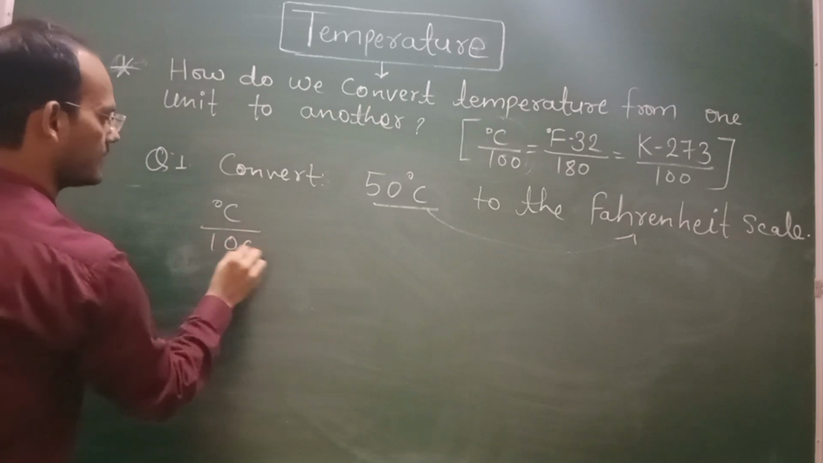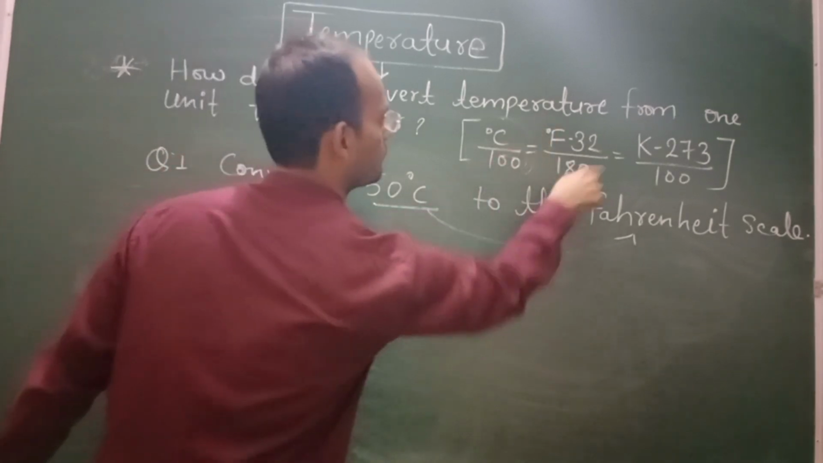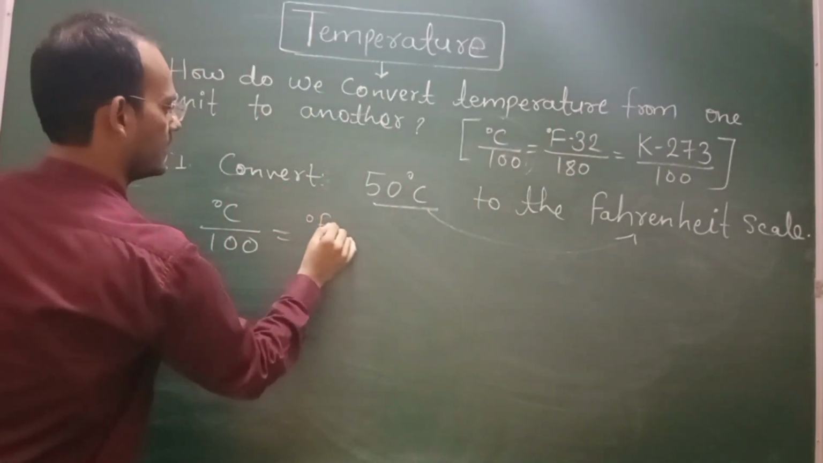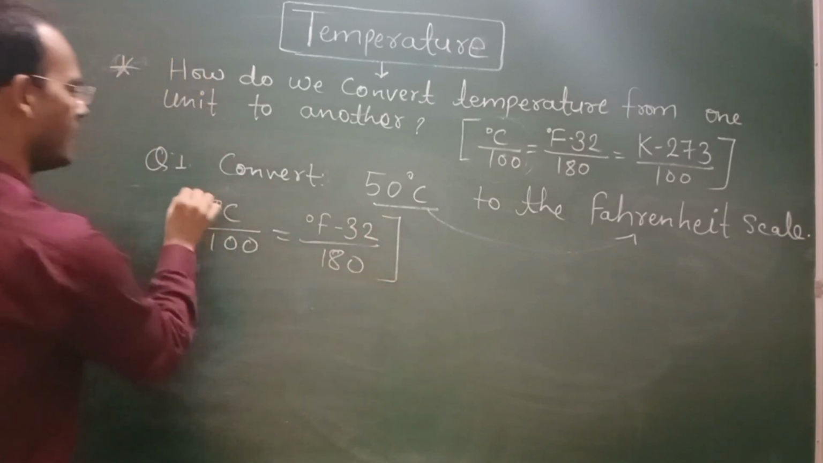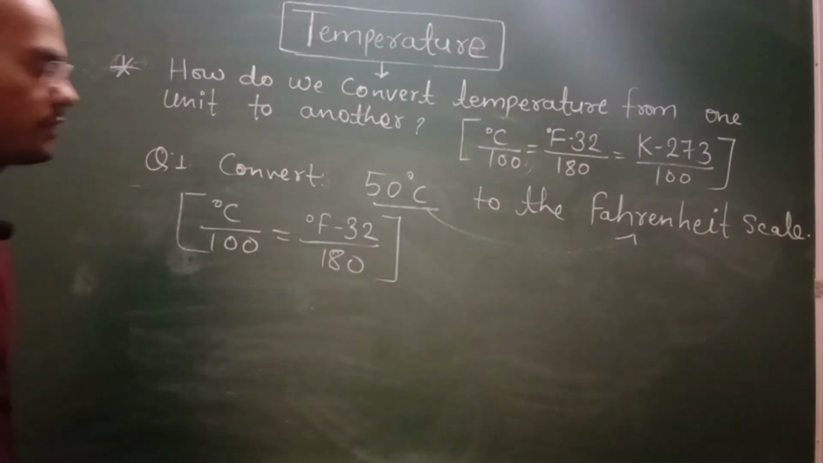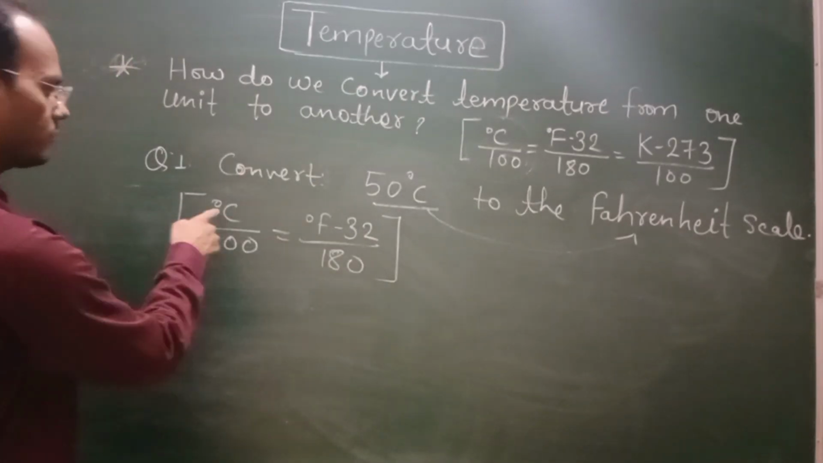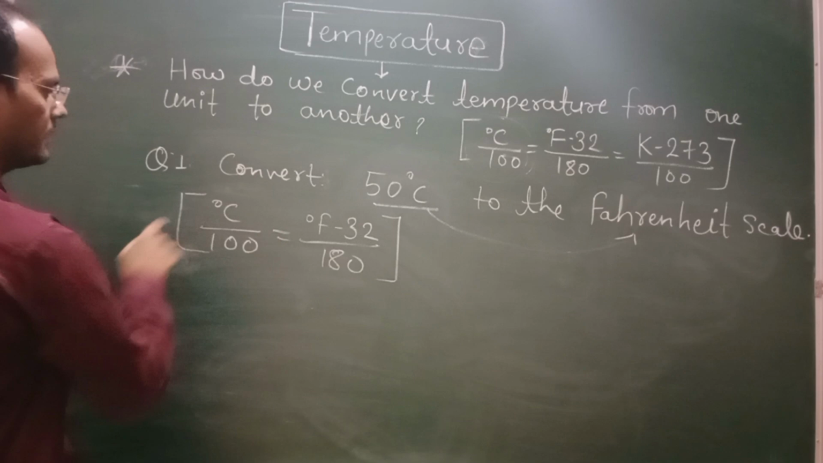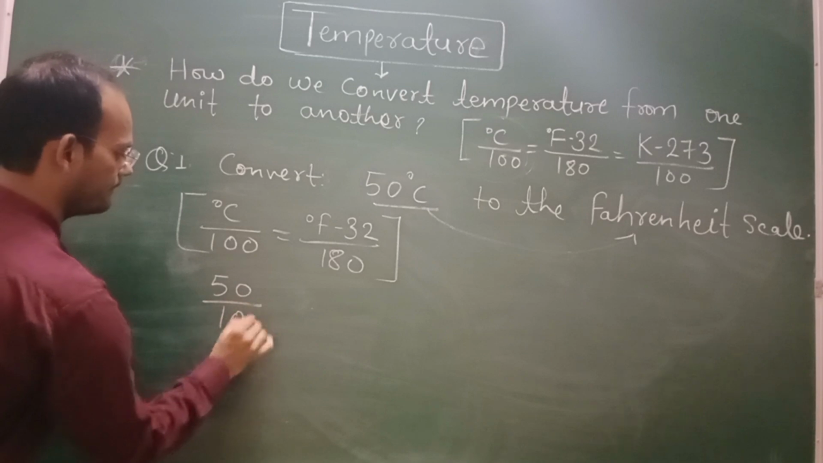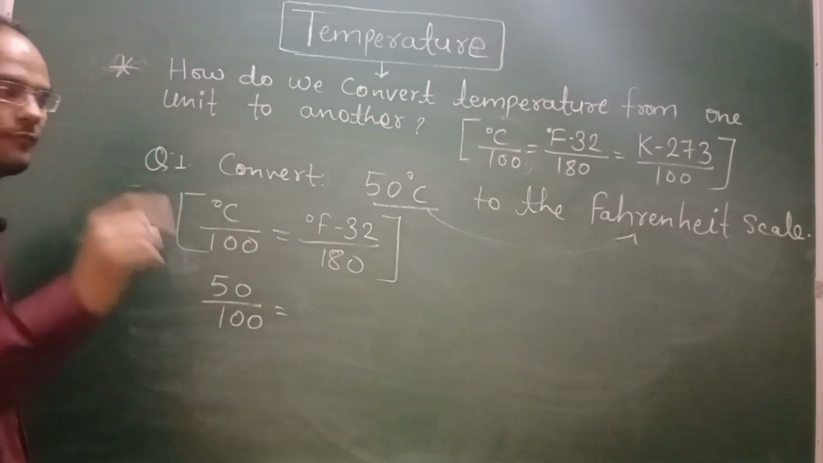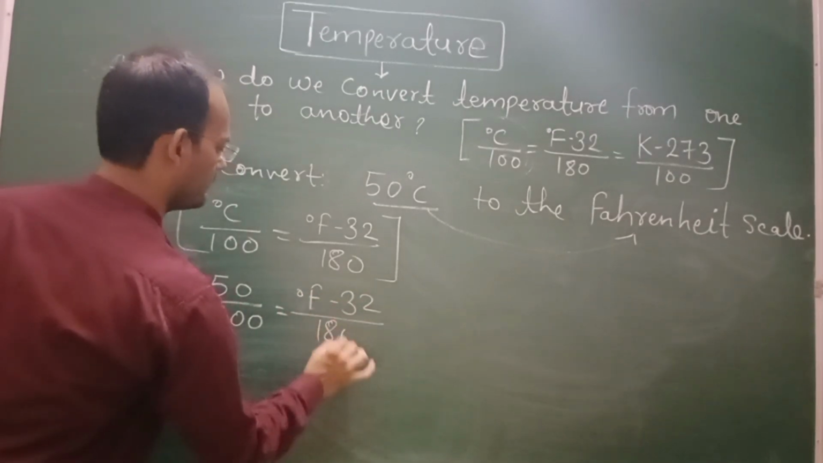Degree Celsius divided by 100, and we need to find the Fahrenheit scale, so we need this one part: degree Fahrenheit minus 32 divided by 180. This is the formula to calculate this temperature. Now put the values. 50 degrees Celsius is given, so in place of degree Celsius put 50. 50 divided by 100 is equal to Fahrenheit. We have to calculate, so keep this as it is, and minus 32 divided by 180.